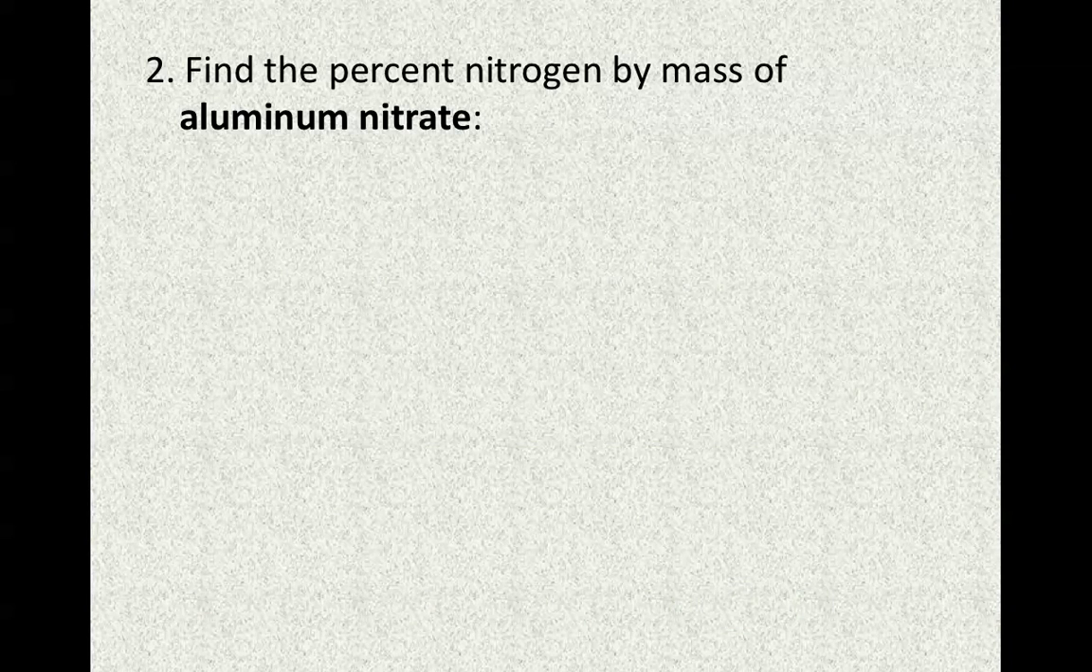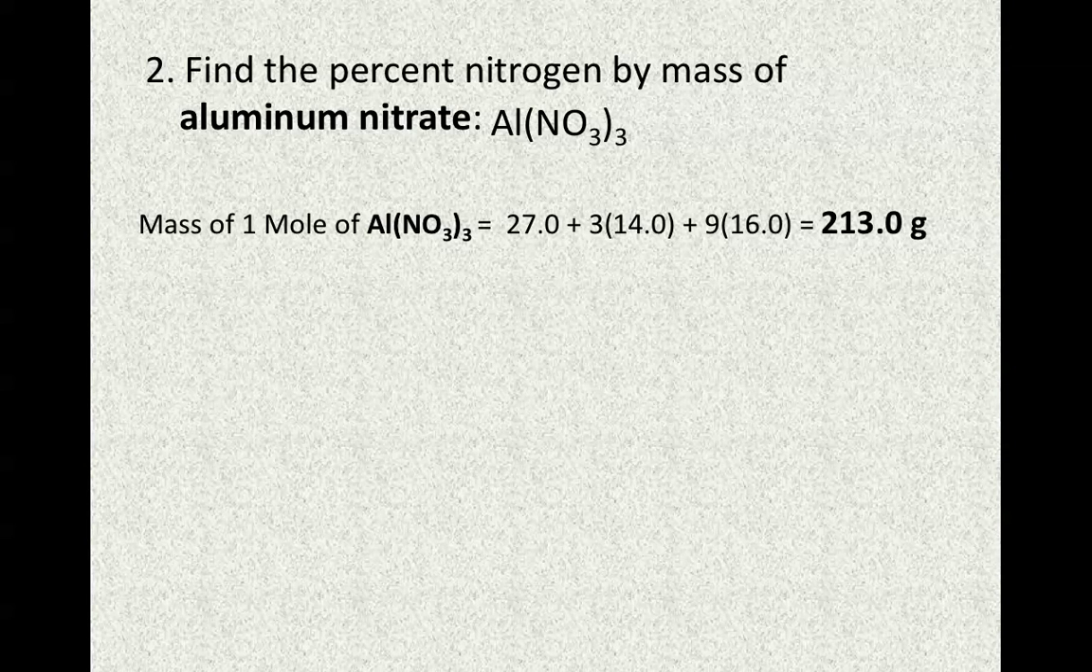All right, I would suggest trying this one out on your own and then checking back to see how you do. You should be finding the percent nitrogen by mass of aluminum nitrate. So the first thing you're going to do is write the formula correctly based on your oxidation numbers. Find the GFM of aluminum nitrate, which is 213.0 grams. Then we're interested in just the nitrogen, and I have 3 nitrogen present. So 3 times its GFM of 14 is 42.0 grams.